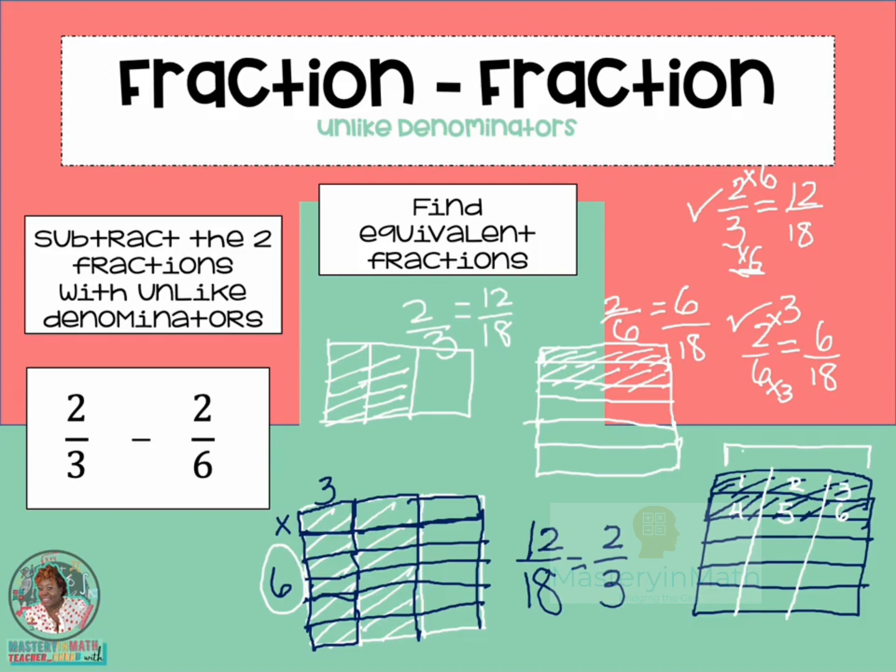So let me just rewrite it. 2/3 is the same thing as 12/18. And 2/6 is the same thing as 6/18. And now we can subtract. Take away 6 from 12. You're left with 6, and your denominator is still the same. And now we can simplify this, right? Because now we can divide 6 by 6, and we can divide 18 by 6, and we have, look, 1/3.